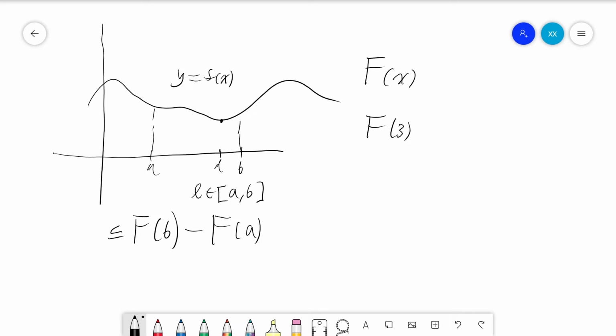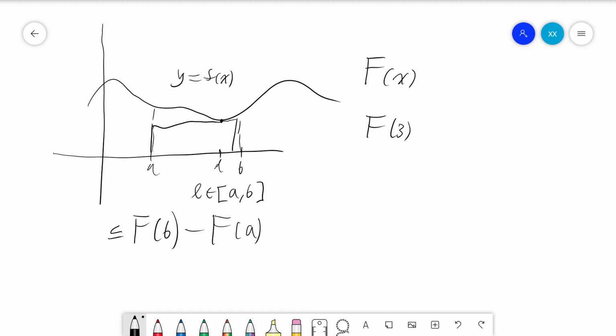Noting that this is the lowest point on the graph, what we will now do is construct a rectangle whose base is from A to B and whose height is f of L. So constructing that rectangle might look something like this. And we know the area of this rectangle will always be less than the area under our curve, or perhaps equal to the area under our curve if our curve were a flat line. If our curve was just a straight line, the area of the rectangle would be the same as the area under our curve. So we know the area under our function will always be greater than or equal to this rectangle.